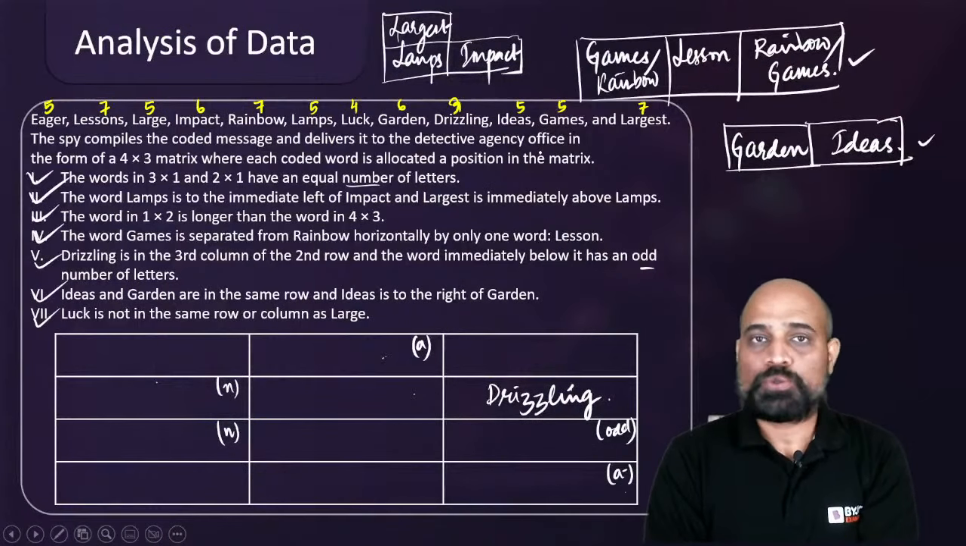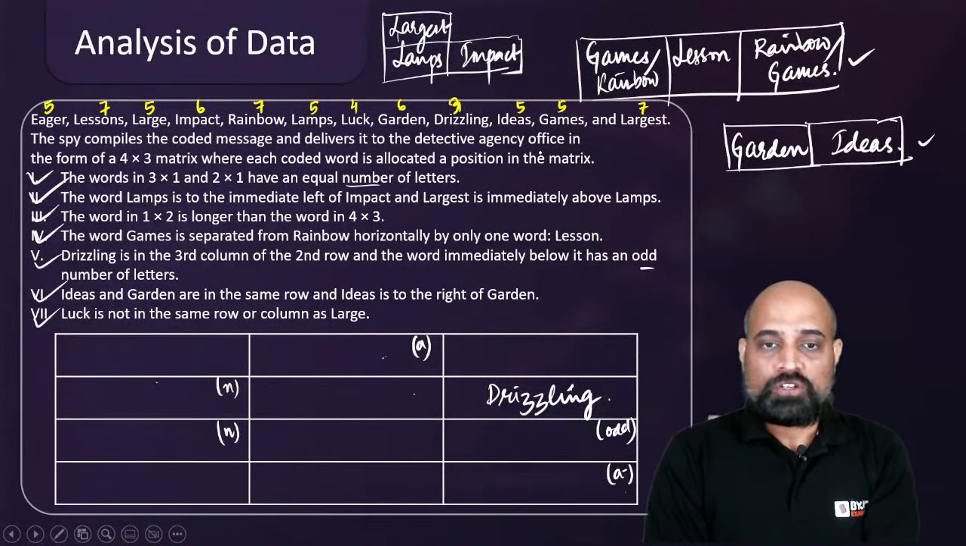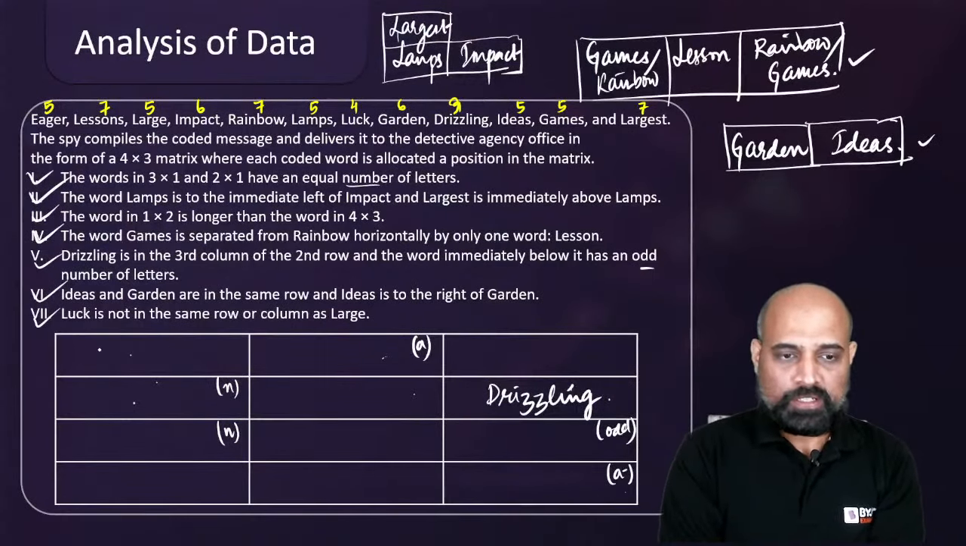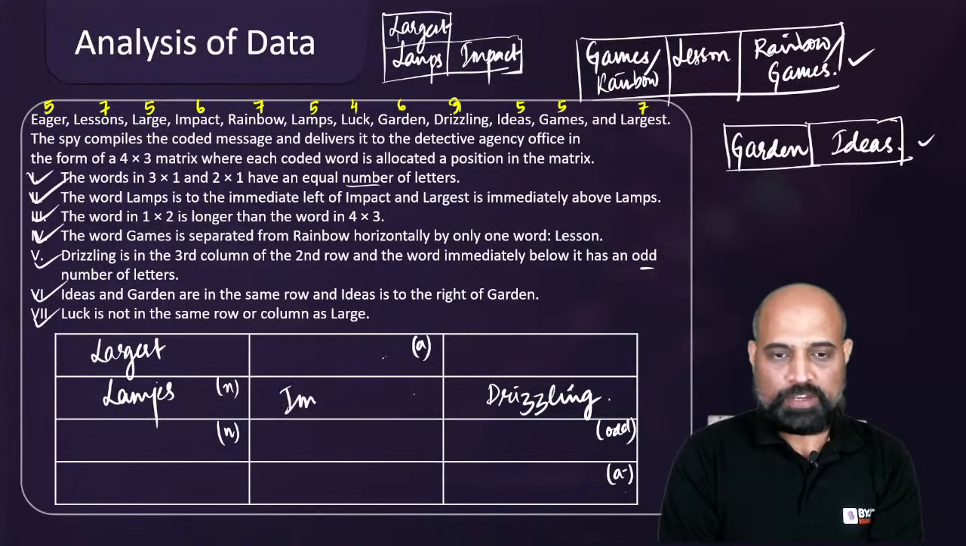We will have to start at some place. किसी एक जगह से तो शुरू करना पड़ेगा, right? So we can be pretty sure that we will start with largest lamps and impact, ये वाला sequence. Let's place it over here. Let's start from here. Okay, so we have largest, we have lamps, and we have impact.